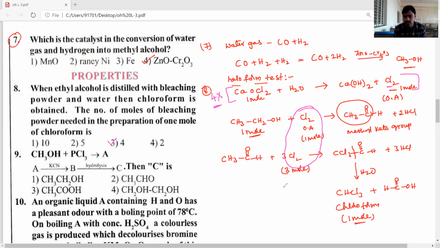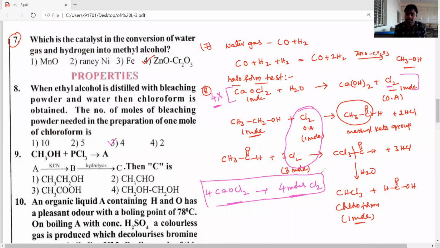How many moles of chlorine does it utilize? 4 moles of Cl2. These 4 moles of Cl2 are formed from 4 moles of calcium oxychloride, CaOCl2. That's why it's a very important reaction. In the same way, instead of chloroform, if iodine is required, how many moles of iodine are required? 4 moles of iodine. Iodine is produced from potassium iodide. So 8 moles of potassium iodide, KI, are required. Different kinds of questions they will ask.